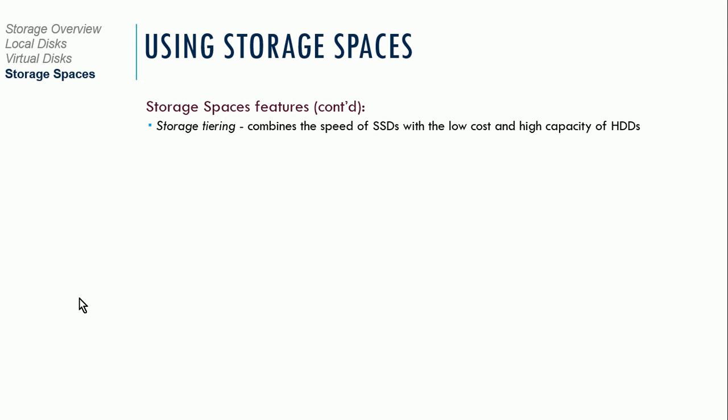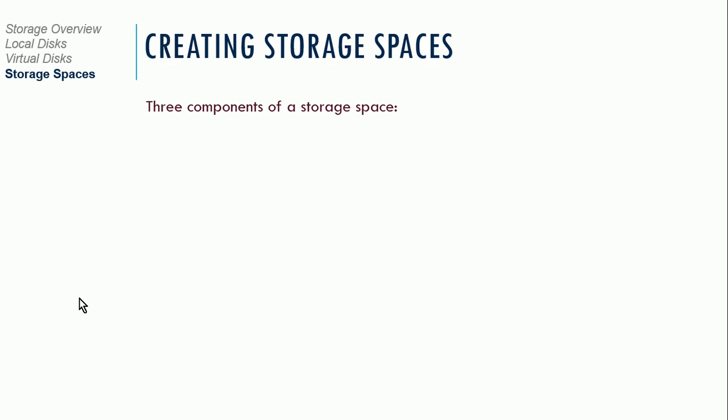You can also do storage tiering, which combines the speed of SSDs with the low cost and high capacity of HDDs. In other words, you can have a storage pool that contains both SSDs and slower technologies like SATA drives, but the mechanism in Windows Server will make sure that the data that's accessed more frequently lies on the SSD, while data that we use very infrequently will be on the slower technology. So it can dynamically make sure that the data that needs that performance is on the SSDs.